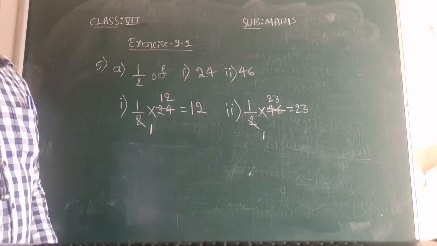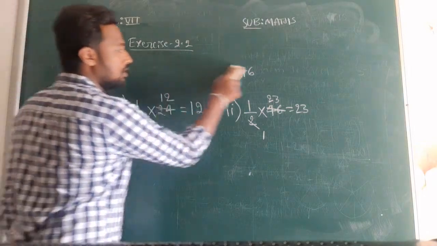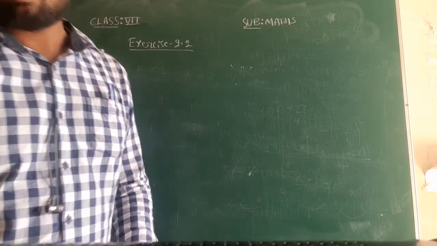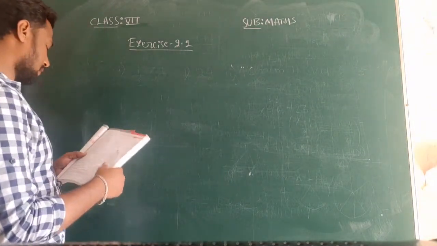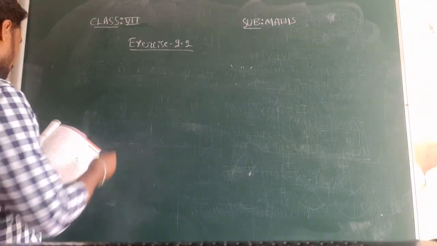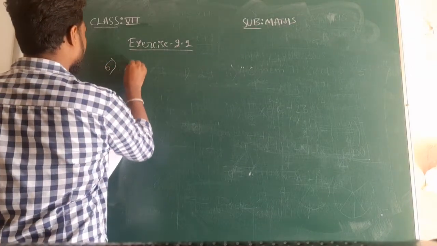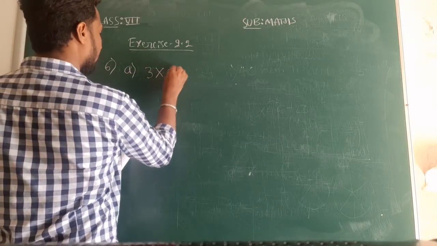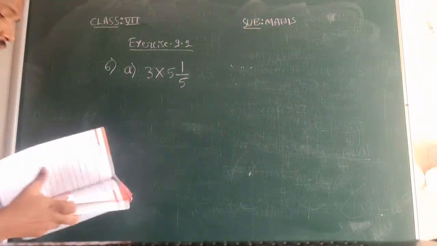Okay. Now I will move to the 6th question. Pause the video and write this answer. I will move to the 6th question now. That is multiply and express as a mixed fraction. We have to multiply and express as a mixed fraction. So in the 6th question, they have given question number A, 3 into 5 1 by 5. So how to write this?